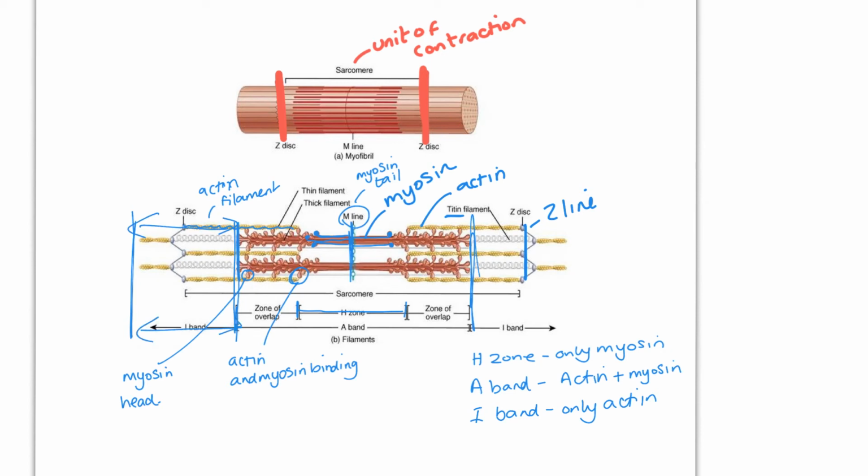So we've got the H zone, the A band, the I band, the M line, and the Z line. So these are some names that you need to know, and you need to know what they are made up of.